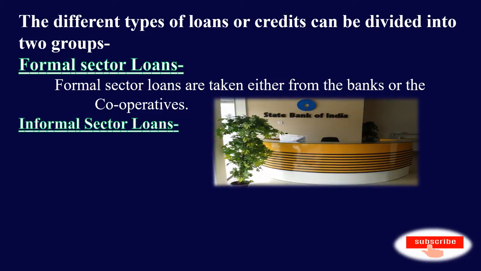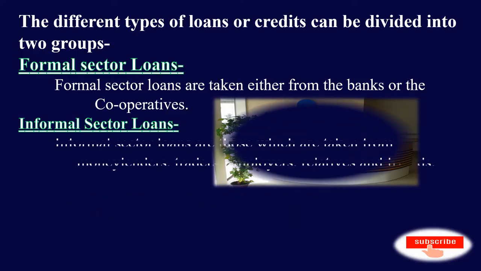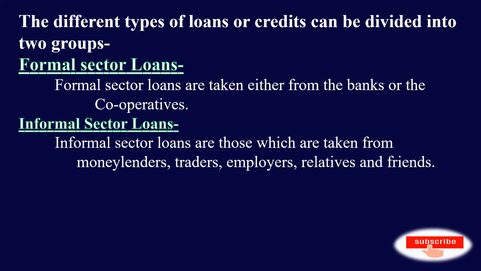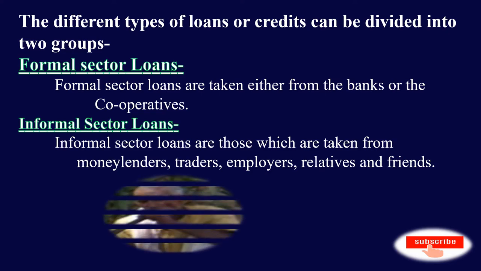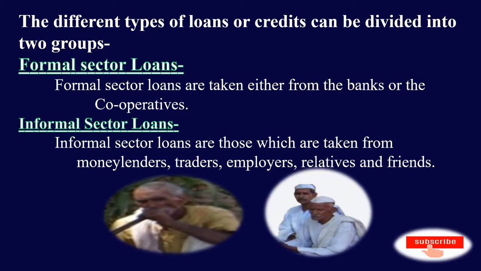What are cooperatives? Cooperatives are financial societies. They are run and controlled by their members. Members of cooperative collect their savings to provide loan to its members at low interest rate. And what are the informal sector loans? The informal sector loans are those which are taken from informal sources such as moneylenders, traders, employers, relatives and friends.